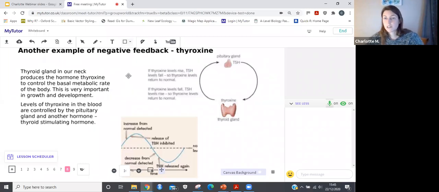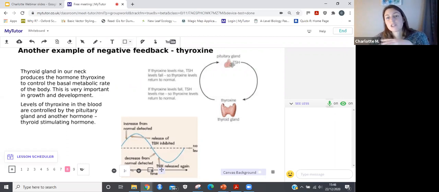Apart from insulin and glucagon, another example of negative feedback is another hormone called thyroxine that we talked about briefly yesterday. It's good to have a couple of examples in your knowledge to pull out in response to questions in your exams. So thyroxine is a second example to have in your bank. Thyroxine is produced by the thyroid gland, which is in our necks, and it controls basal metabolic rate in the body, which is very important for growth and development. Levels of thyroxine in the blood are controlled by the pituitary gland and another hormone called thyroid stimulating hormone.